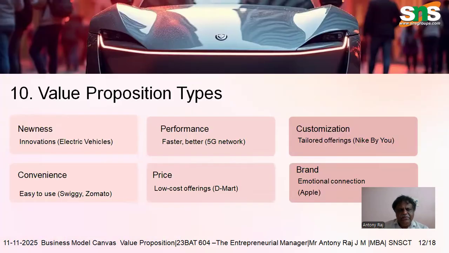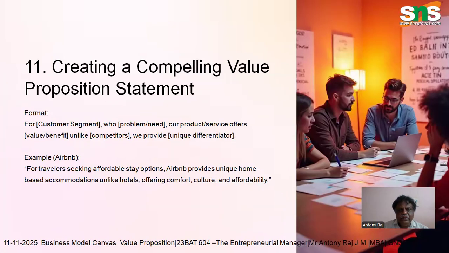And what are the various types of value proposition? One is newness, if you talk about innovation. Second is performance, for example a 5G network. Customization is also a type of value proposition, tailored offerings like Nike By You. Convenience is also a very important type, easy to use, like Swiggy and Zomato. Price, low cost offerings, for example DMart, is also a value proposition. Brand, emotional connection, Apple, is also a value proposition.